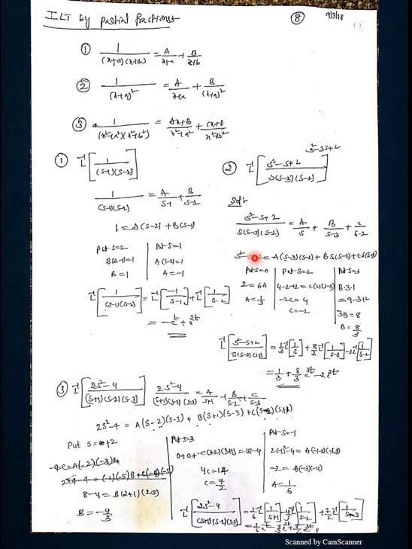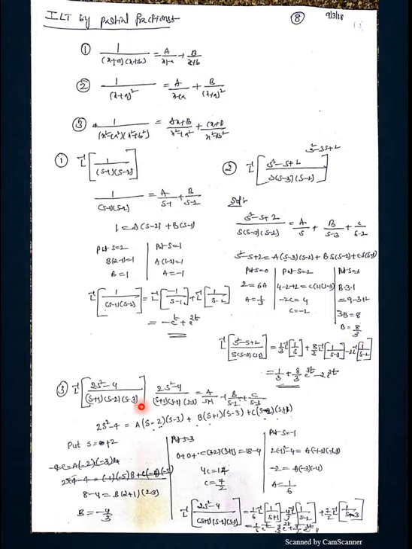Come to problem number 2. These are non-repeated linear factors: a by s plus b by s minus 2 plus c by s minus 3. Then you can go for LCM. One time put s is equal to 0, I can get the a value. Put s is equal to 2, the b value, and the c value by putting s is equal to 3. Finally, whenever you are writing the A, B, C values, then you apply inverse Laplace transform on both sides. It comes from any one of the above existing formulas, either direct 7 or the first shifting theorem or any other one.